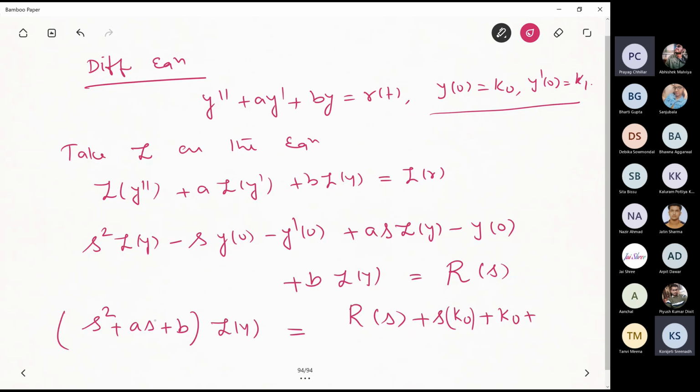Plus y prime 0 is k1. Okay, so this is what we have. So therefore the Laplace transform of y, you can write it in the form of this upon s square plus as plus b. So the solution of this equation is to find the inverse Laplace transform of this function.